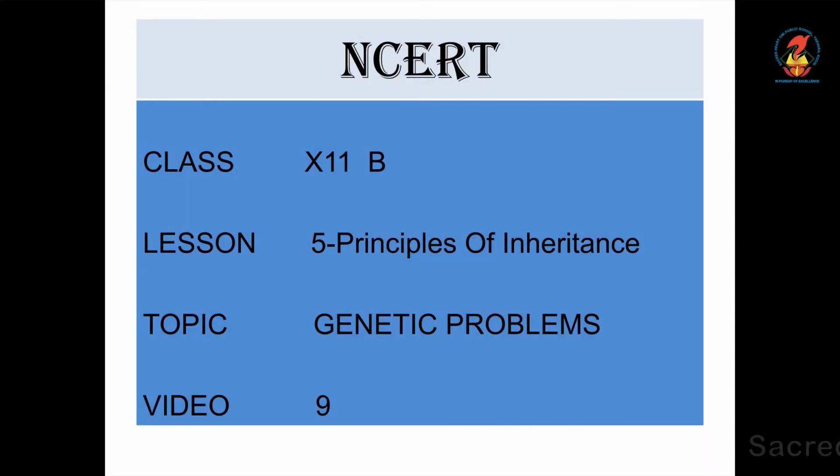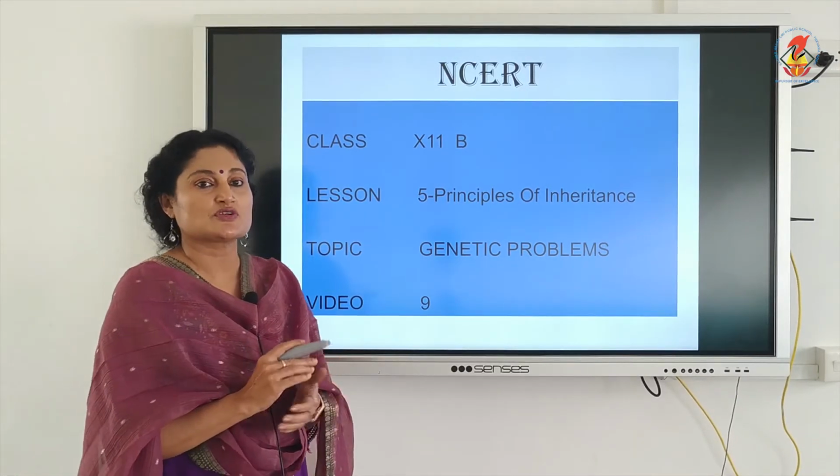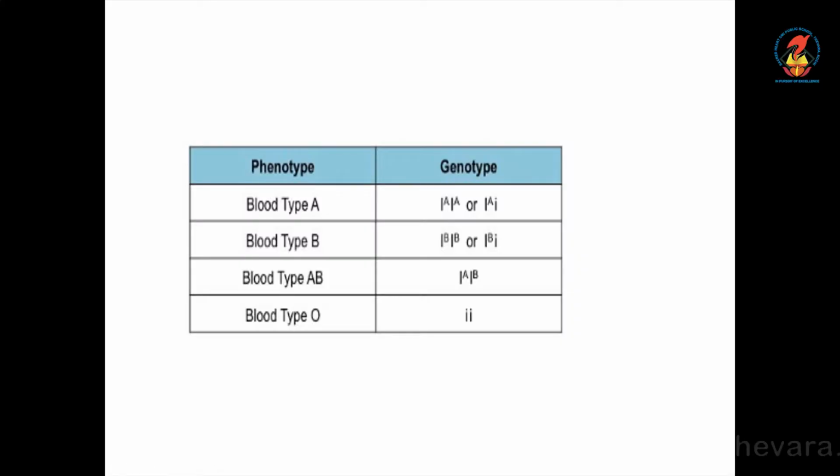Hi children, a continuation of the previous video, that is genetic problems related to the principles of inheritance. In this video we will be cracking problems based on codominance and incomplete dominance. So we know what is coming under codominance. A good example is the human blood groups.